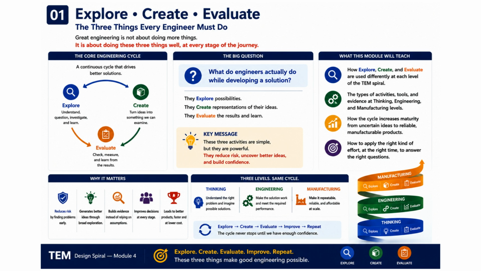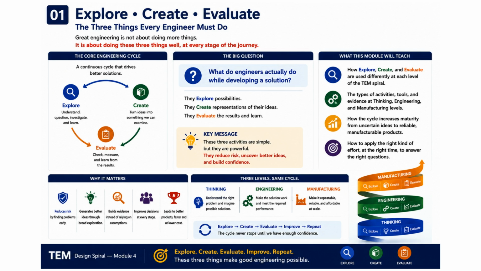An engineer explores, creates, and evaluates during the thinking phase. The engineer does the same during engineering, and again during manufacturing. But the actual activities are very different. During thinking, we may explore user needs and alternative concepts. During engineering, we may explore mechanisms, components, materials, or technical architectures. During manufacturing, we may explore production processes, suppliers, tooling, and assembly methods. The same difference applies to what we create and what we evaluate.